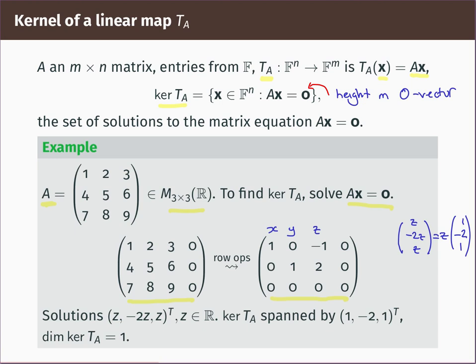So that's telling you that the vector (1, minus 2, 1) is a basis for the kernel. Every element of the kernel is a scalar multiple of that vector, so that means that vector spans the kernel, and certainly one non-zero vector on its own is always linearly independent. So that vector (1, minus 2, 1) is a basis for the kernel of TA. And we have therefore found the dimension of the kernel of TA. The dimension is 1.